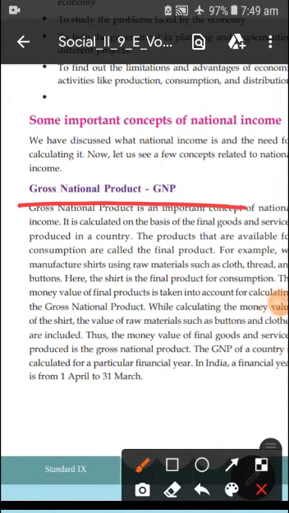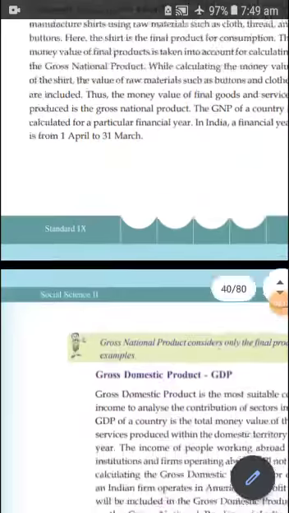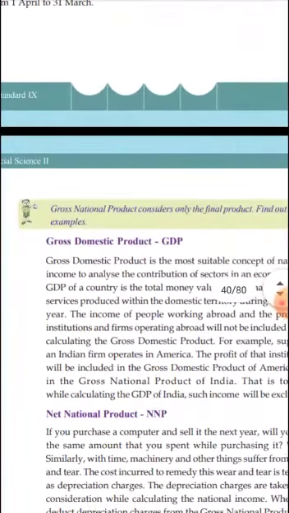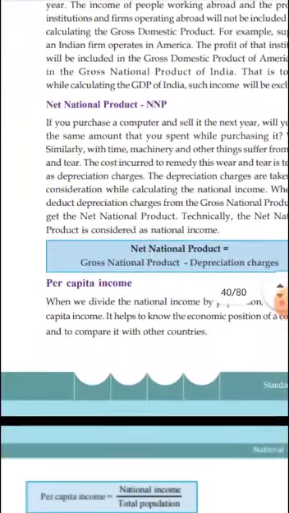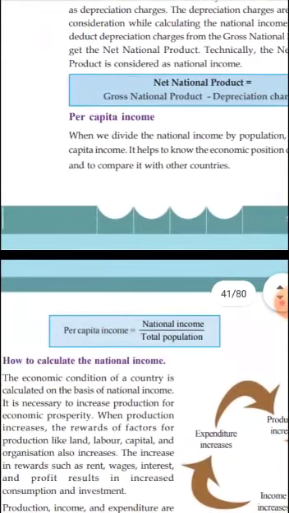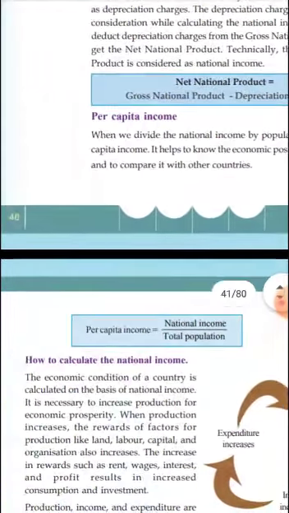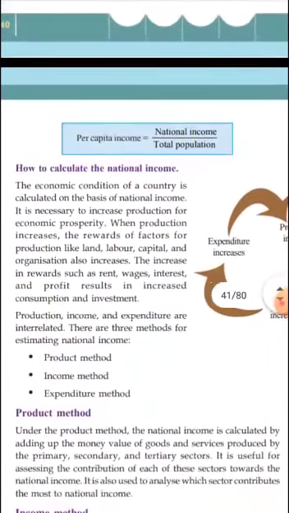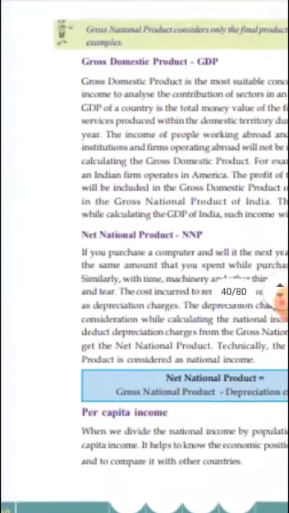GNP. And then the second one is the GDP. Third one is NNP. Next one, PCI, per capita income. This is the concept.